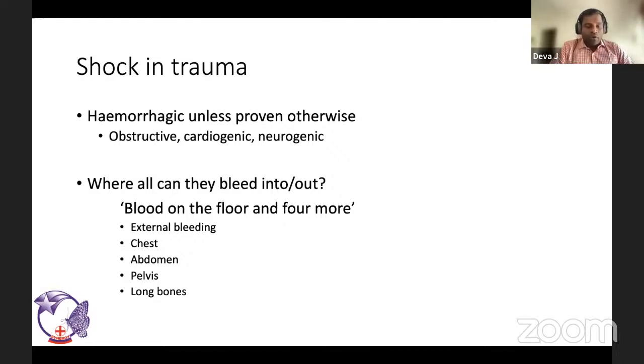Long bones, quite often, we misjudge the amount of bleeding in long bone fractures. If you fracture your femur, you are likely to lose about 1.5 liters of blood if that femur is not splintered. If you fracture both bones of the leg, you might lose about 750 to 800 ml of blood, and the same volume if you fracture your humerus. So for femur, it's about 1.5 liters. For tibia and fibula, it's about 800 ml, and for humerus, it's about 800 ml.